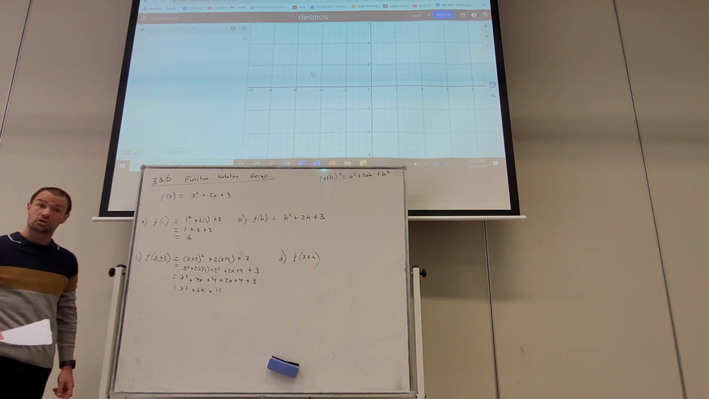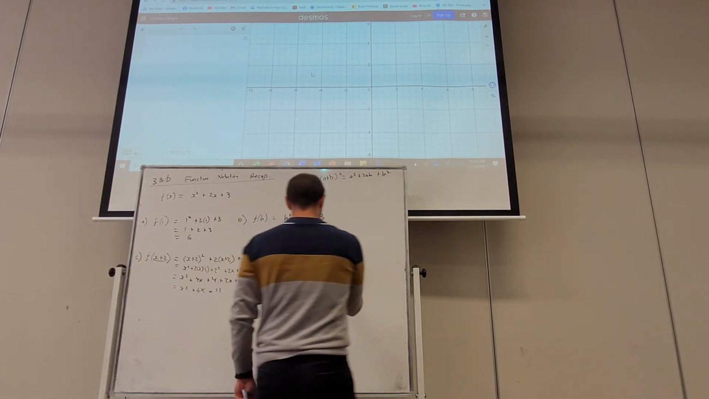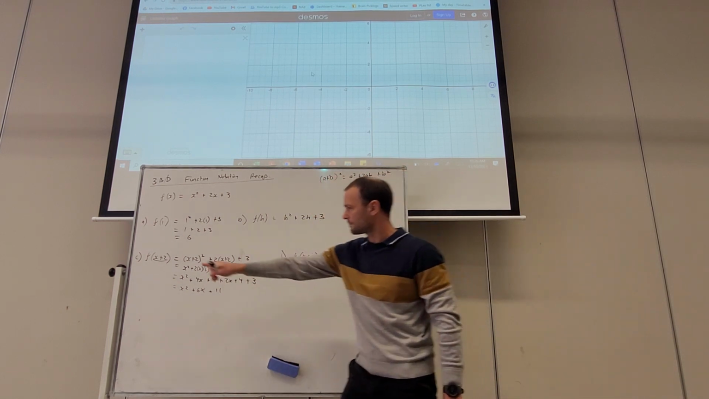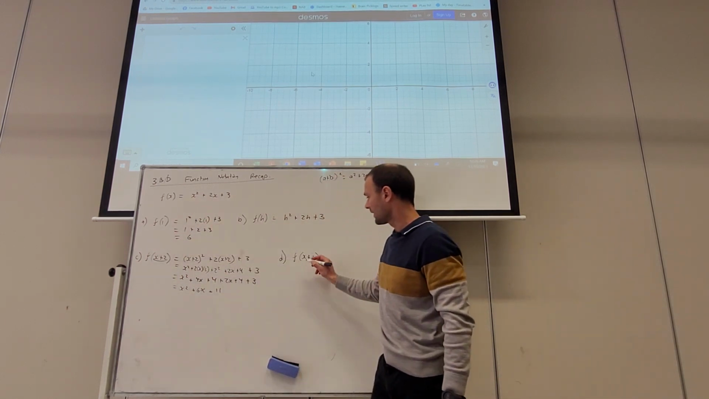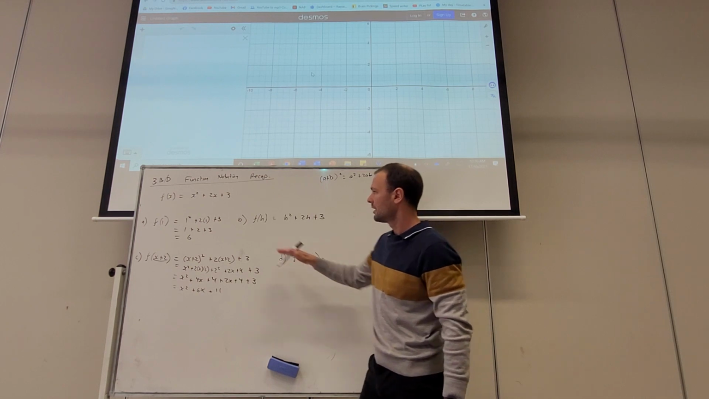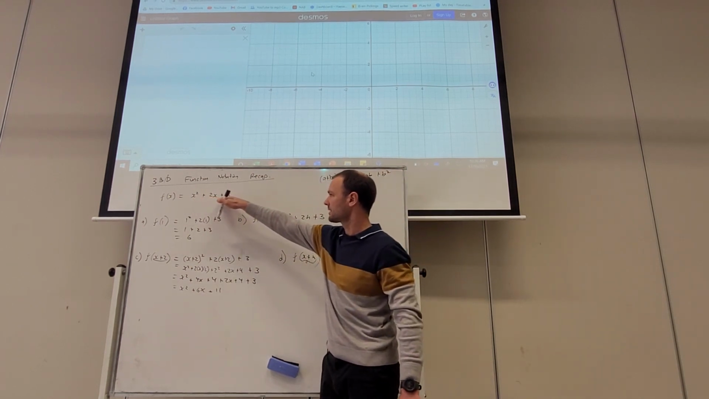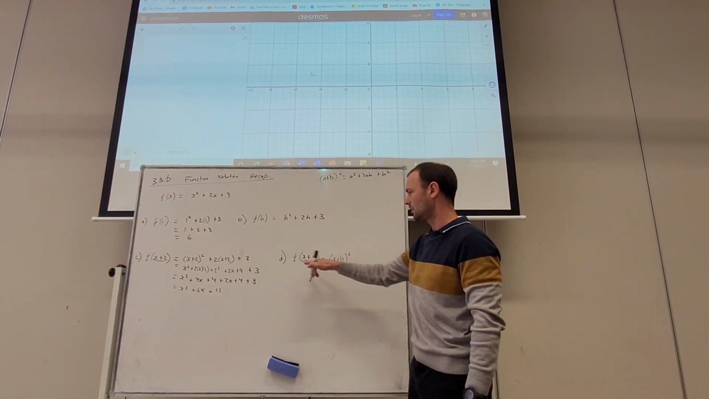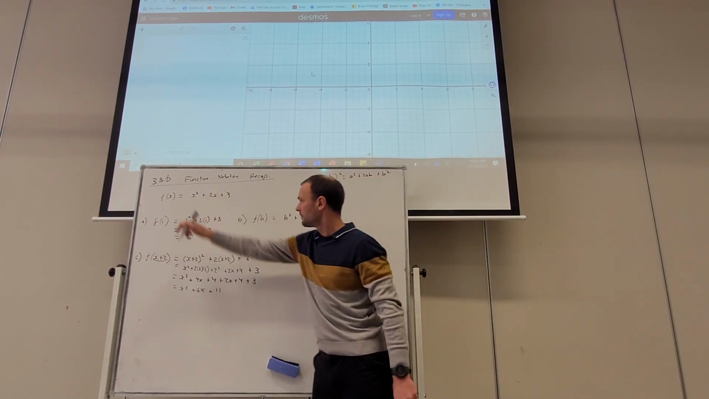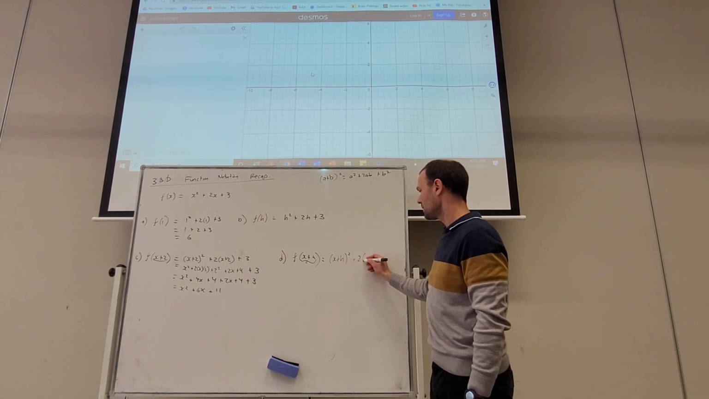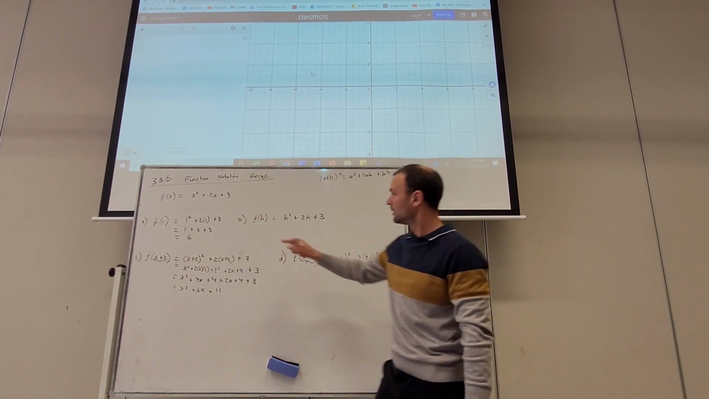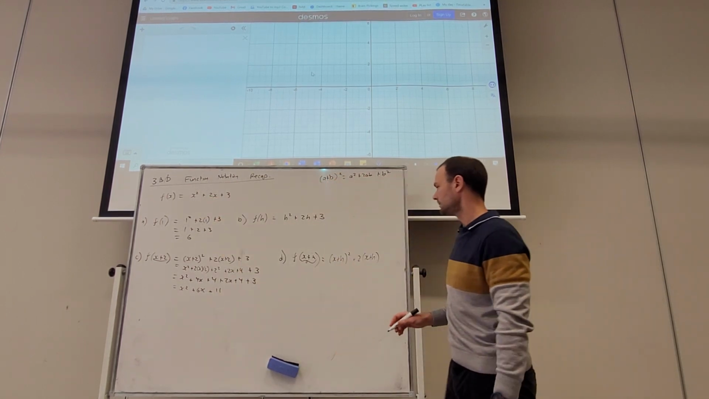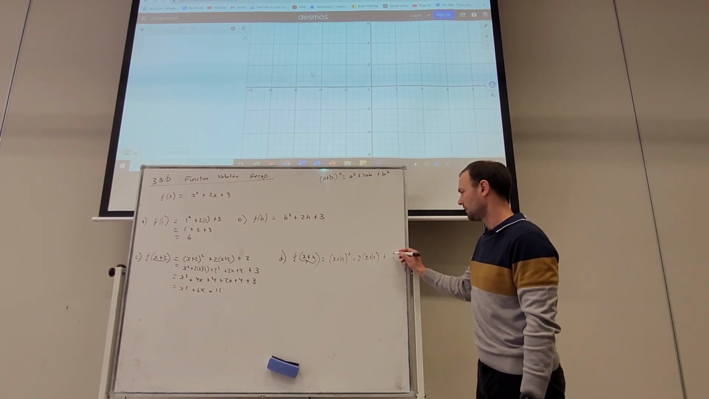Okay, f of x plus h. This is going to be pretty similar, isn't it? Now, rather than putting x plus 2 everywhere there's an x, we're going to put x plus h everywhere there is an x. So we'll have x plus h squared, putting it there. And then we'll have plus 2 lots of x plus h, putting it there. And then we will have plus 3.